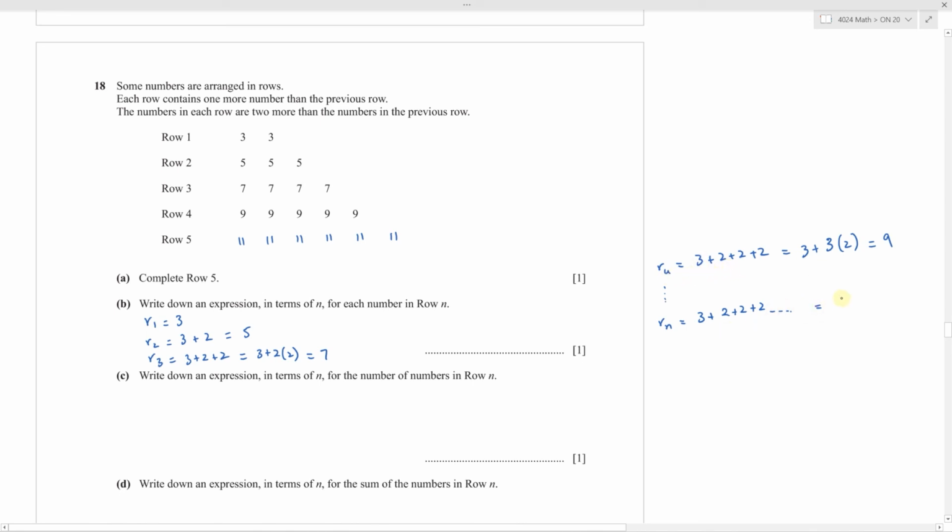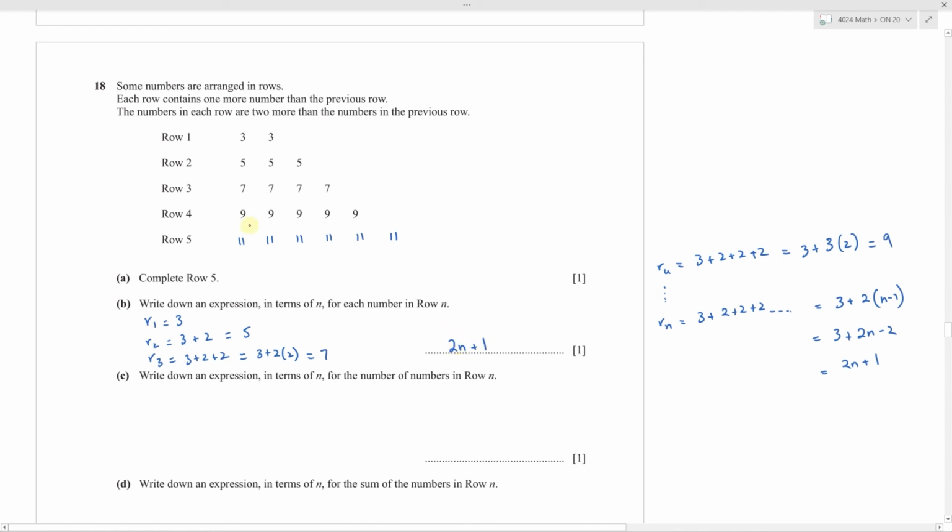So Rn will be 3 plus 2 into n minus 1. So there will be n minus 1 2's, because the row number is n. So let's open this bracket. 3 plus 2n minus 2. So this will give you 2n. 3 minus 2 will be plus 1. So this will be 2n plus 1.